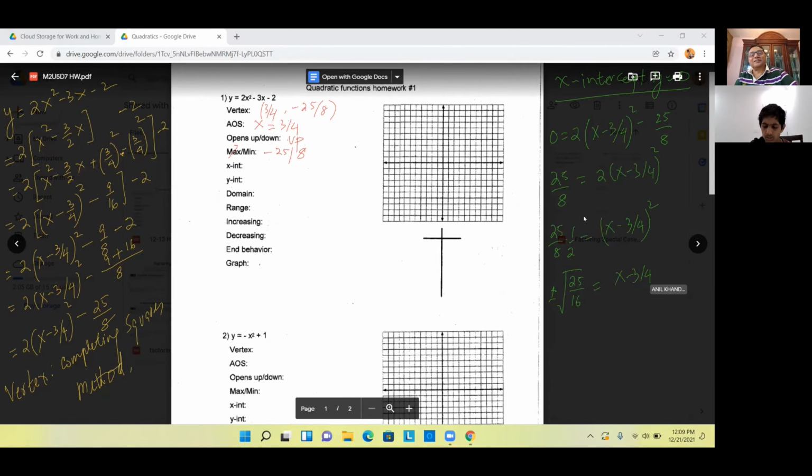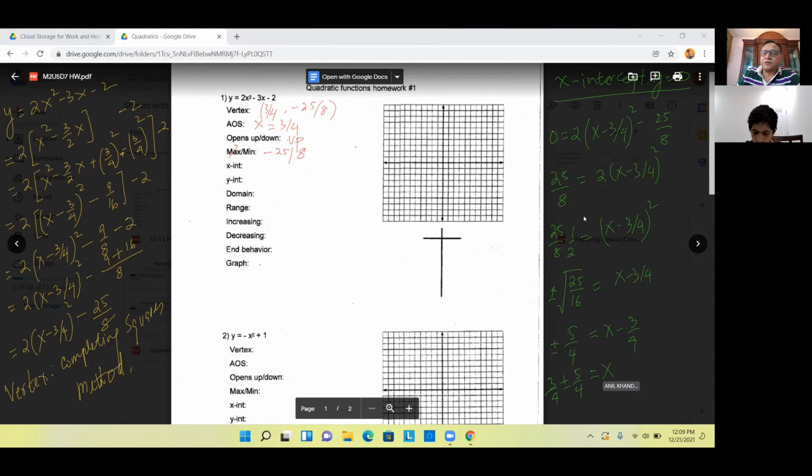Your very first question is pretty tough, right? Involves a lot of fractions. But fortunately for us, square root of 25 over 16 is 5 over 4, right? So we get this 5 over 4 with plus and minus, and that is x minus 3 over 4. And from here, we can find the value of x, which will be 3 over 4 plus and minus 5 over 4. And that is the x value for the x-intercepts.